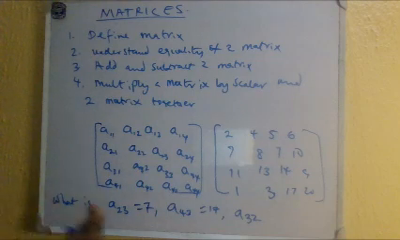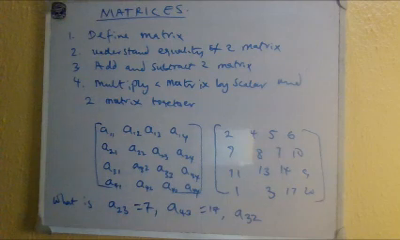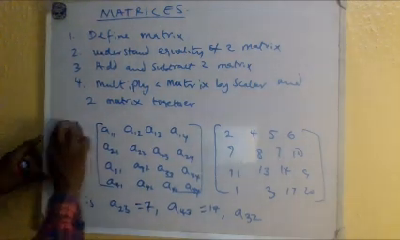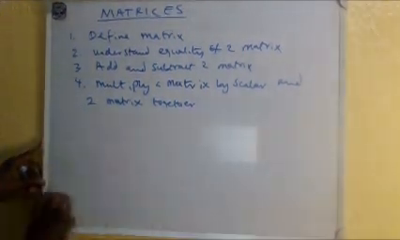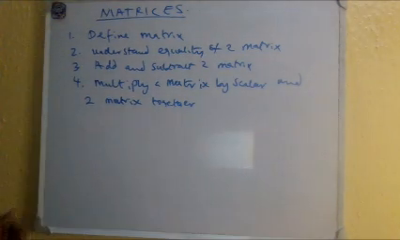So this is matrix, the notation for matrix. Now we are going to go to understanding the equality of two matrices. When would you say a matrix is equal or two matrices are equal? If the corresponding elements are the same.